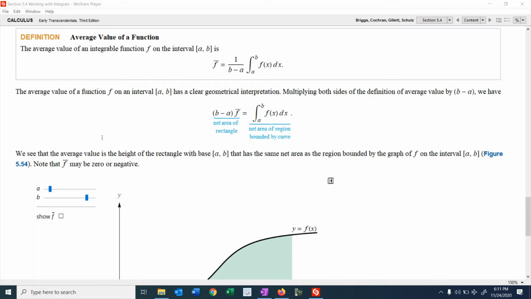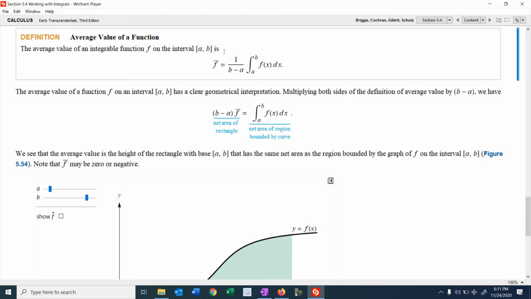Hello again. In this video, we're going to go over the average value of a function on a closed interval from a to b. So here's the definition of the average value of a function. The average value of an integrable function f on the closed interval from a to b is given by this formula. It's 1 over b minus a times the definite integral of f of x from a to b.